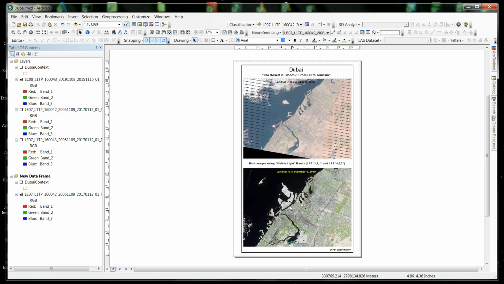And finally, data is portrayed on all maps by different types of marks, such as lines, points, areas, colors, tones, and patterns. So these were all the basic characteristics of all maps.